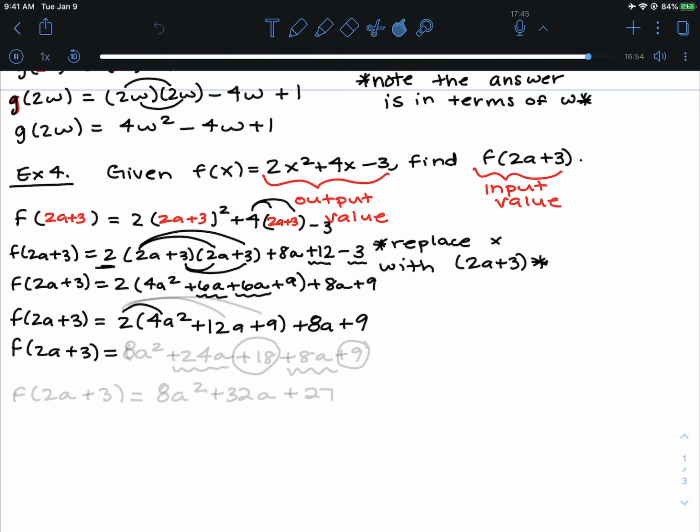So 2 times 4 is going to be 8a squared. 2 times 12 will be 24a. And then 2 times 9 will be 18 plus 8a plus 9. Now, I don't need the parentheses anymore because I already distributed the 2. So all you have to do from here is combine like terms. That'll be 24a plus 8a and then 18 plus 9. And that will give you the answer: f of 2a plus 3 equals 8a squared plus 32a plus 27.